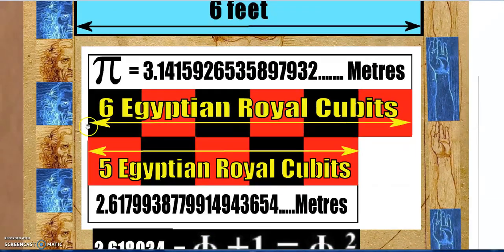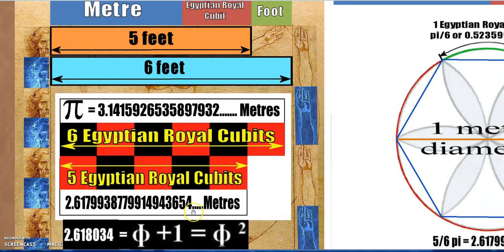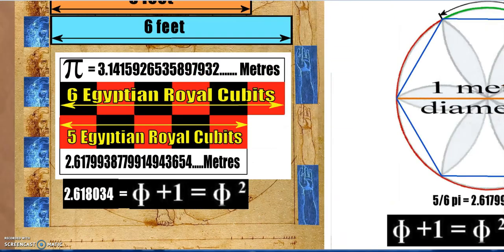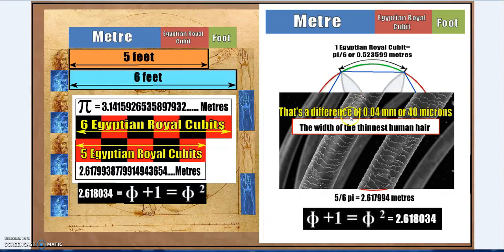So if we just have it here in linear form, 6 Egyptian Royal Cubits is, again, splitting a split hair, pi meters. 5 Egyptian Royal Cubits is the thinnest human hair margin of error from phi plus 1 or phi squared meters. So again, these margins of error, these ever so slight ones, but also when they're 1/3 of a millimeter, the margins of error will point to information, and especially to time and the relationship.